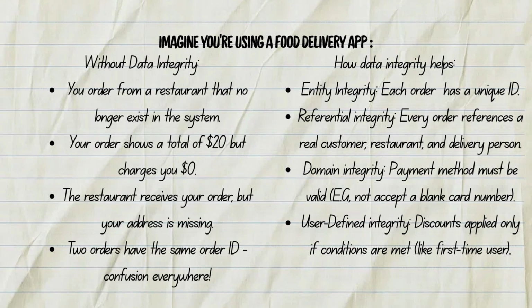How data integrity helps. Entity integrity: each order has a unique ID. Referential integrity: every order references a real customer, restaurant, and delivery person. Domain integrity: payment method must be valid, for example, not accept a blank card number. User-defined integrity: discounts applied only if conditions are met, like first-time user.